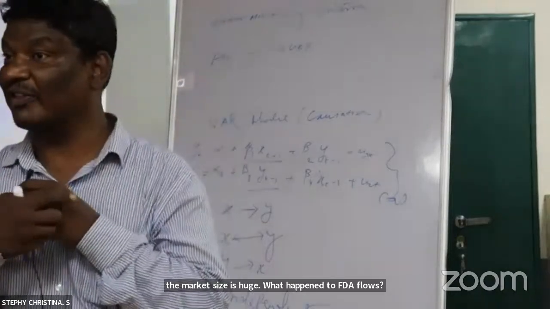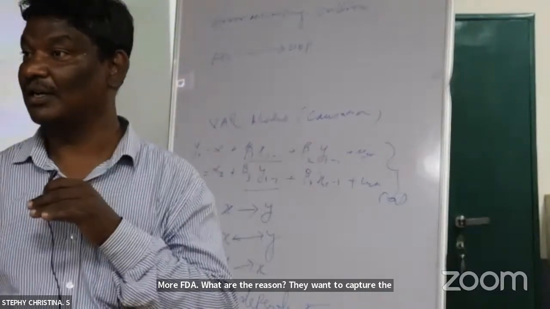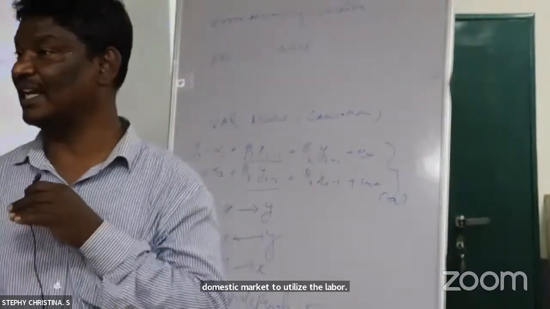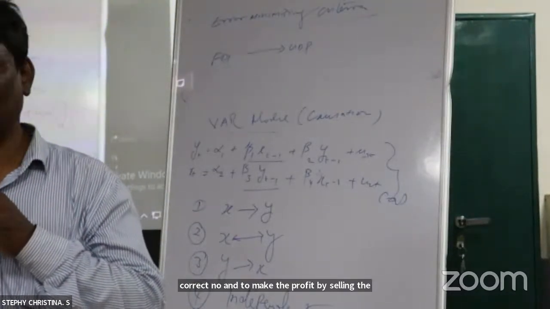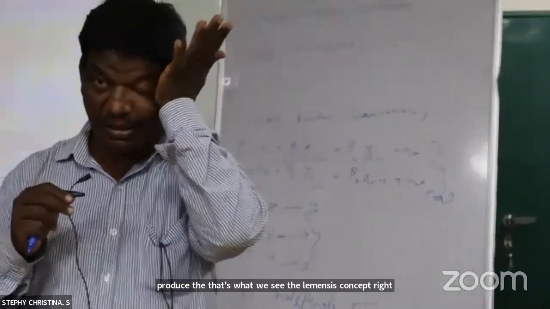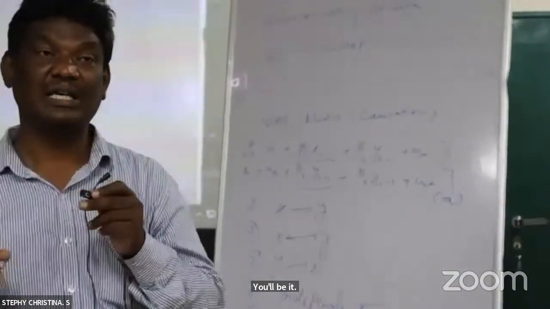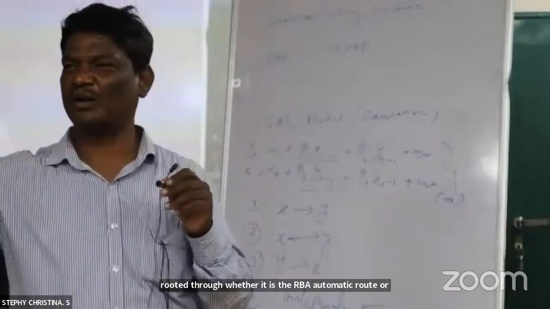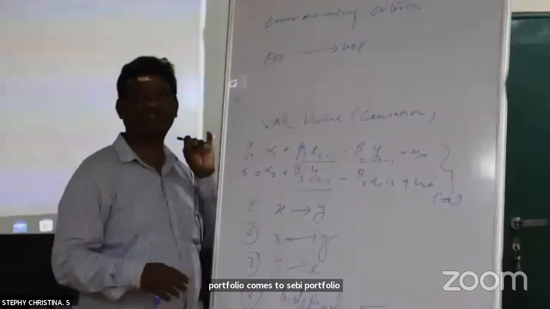More FDI. What is the reason? They want to capture the domestic market, utilize the labor, and make a profit by selling the products. That's the MNC concept. MNC is a form of FDI, routed through the RBI automatic route or the Secretariat for Industrial Assistance. Portfolio comes under SEBI. Leave it; those are the sources of FDI.